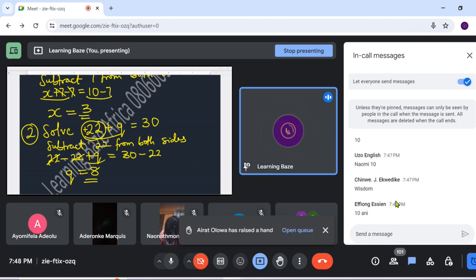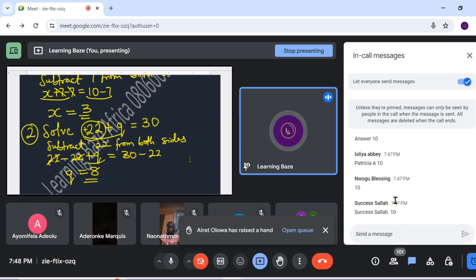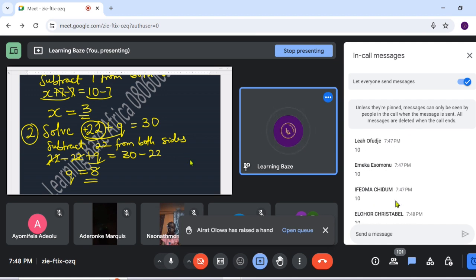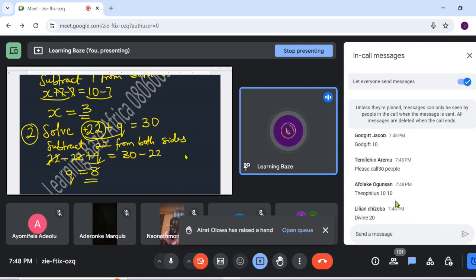Fantastic. Wow, awesome. So if you don't know how to type in the comment section, please click on the 3 dots that are beside the red call button, all right? Click on the 3 dots. After clicking on the 3 dots, click on the in-call messages. Then you will be able to type in the comment section. Amazing. If you have not yet typed, please type your answer.